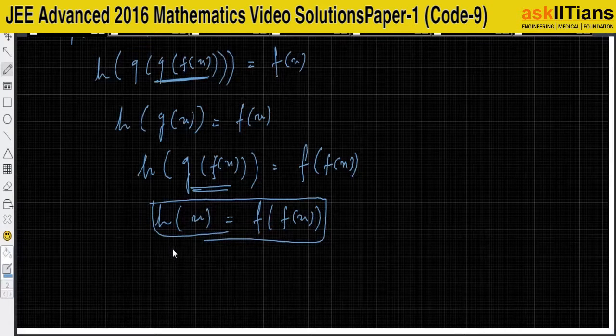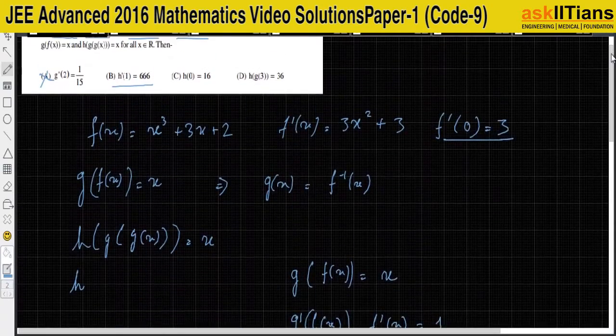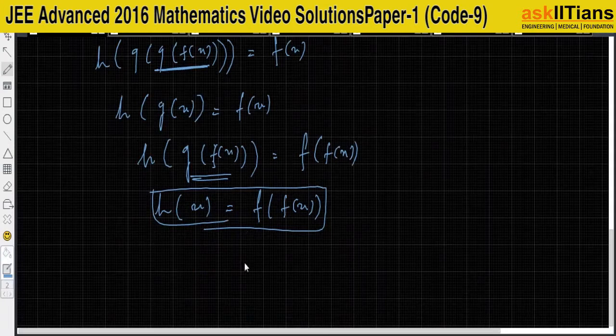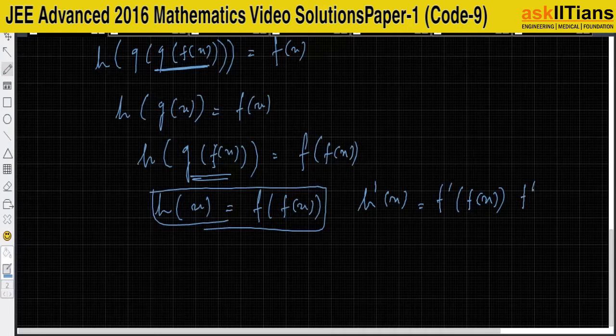Now I need to find out h dash of 1. Now I know the function already, right? So I can differentiate here itself. h dash x will come out to be f dash of f(x) multiplied by f dash of x. If I use this, I need to find out h dash 1, so put x equal to 1. So I get h dash 1 is equal to f dash of f(1). f(1) will be 6, so f dash of 6 multiplied by f dash of 1.